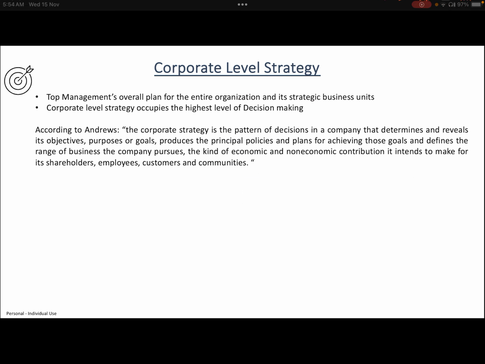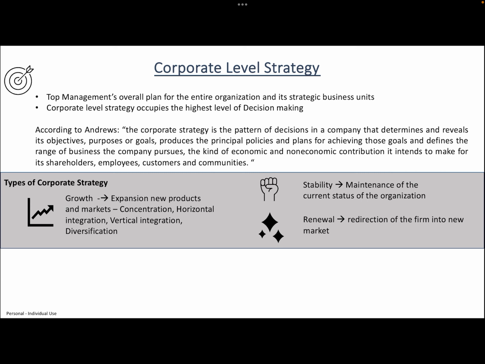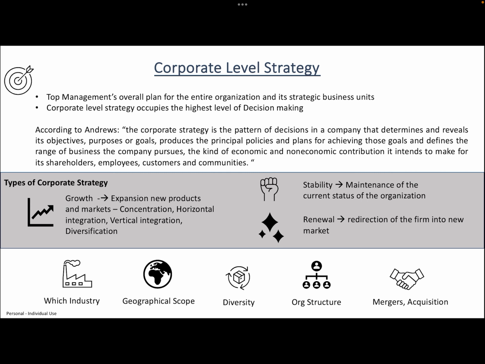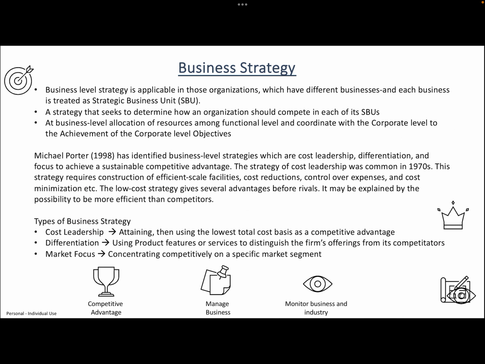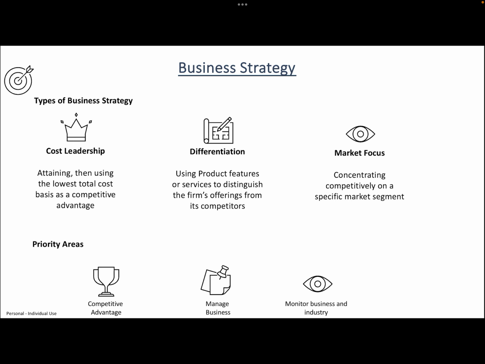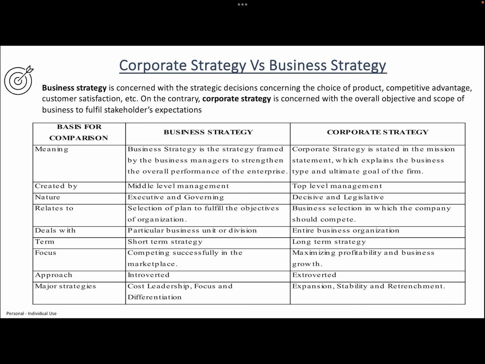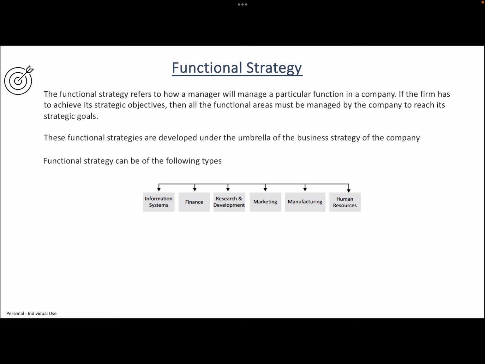Okay. Earlier, we discussed what corporate strategy is, what the types of corporate strategy are, and what key decisions are taken under corporate strategy, followed by business strategy. What are the types of business strategy, and what are the key decision or priority areas in business strategy? And also we discussed corporate strategy versus business strategy. So now we focus on functional strategy.